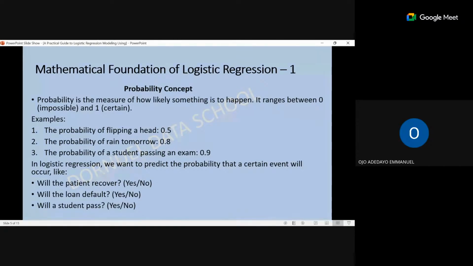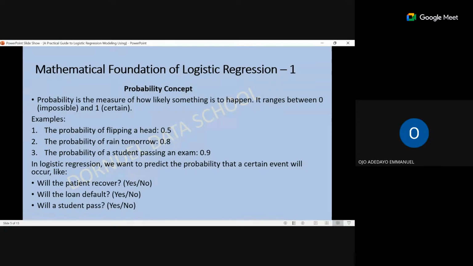Or what is the probability that in taking any exam, you are going to have an A1? If I ask you that, what's the probability that it's going to rain tomorrow? What is the probability that I'm going to get to my place of work before 8 p.m. tomorrow? So probability is the day-to-day activities that we normally perform, but we don't know. So probability is the measure of how likely something is going to happen.